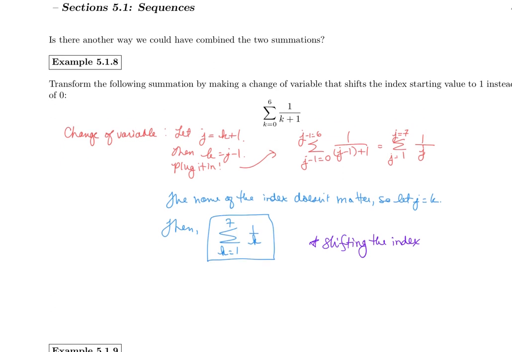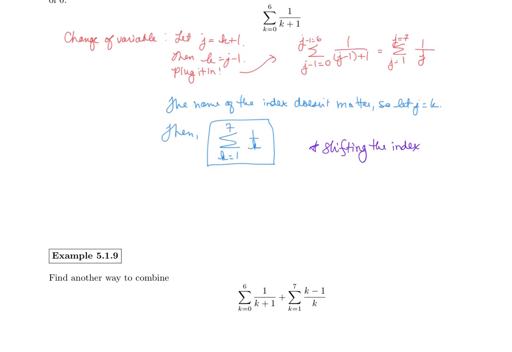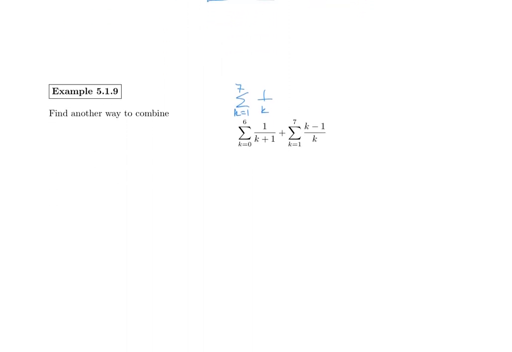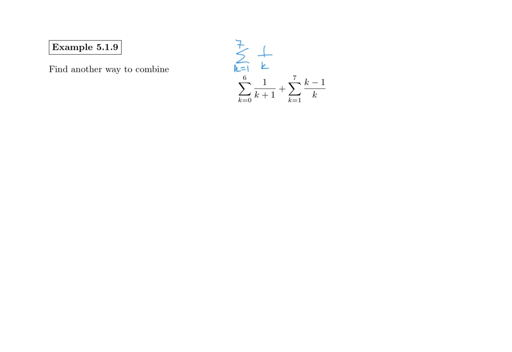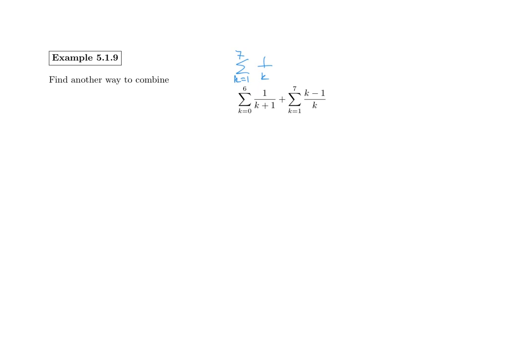So let's see if this one can help us reformulate that summation from the first page. We're going to remind ourselves that we shifted this to k equals 1 to 7 of 1 over k. And we're going to now be able to combine them as is, because we shifted that first one to k equals 1 to 7 of 1 over k, and we're going to add to it the sum from k equals 1 to 7 of k minus 1 over k.